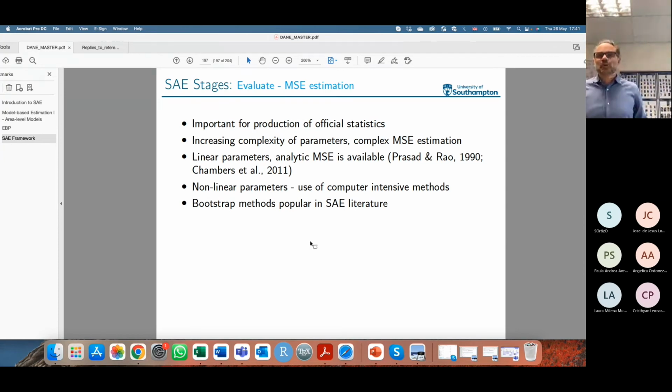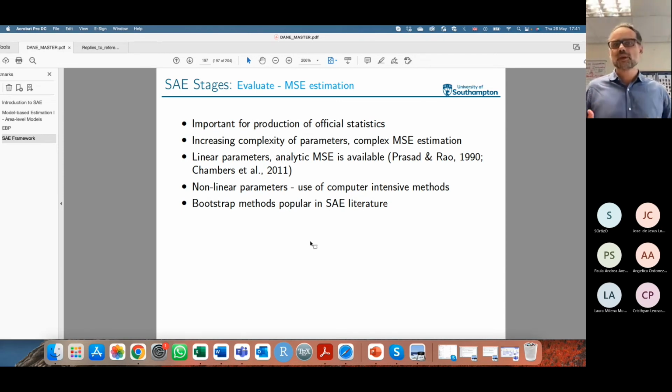So the mean squared error estimation is really, really important. A lot of the small area literature really focuses on the estimation of the mean squared error. It is important because we are producing official statistics, right? It is increasingly complex because of the increasing complexity of the parameters.